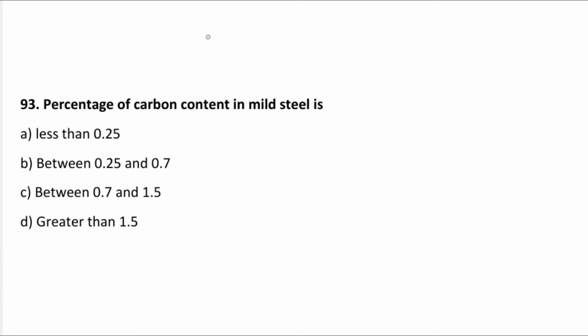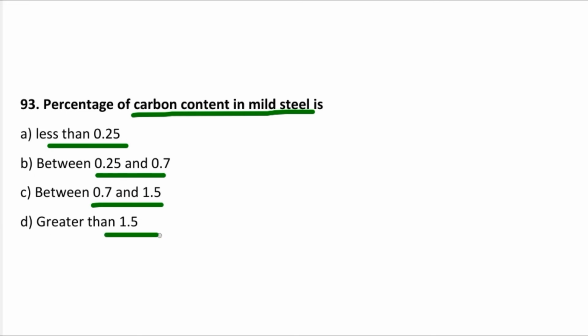So next question, the percentage of carbon content in mild steel is option A less than 0.25, option B between 0.25 to 0.7, option C between 0.7 to 1.5, option D greater than 1.5. So the correct answer is option A less than 0.25.